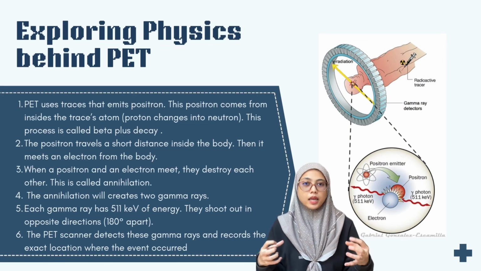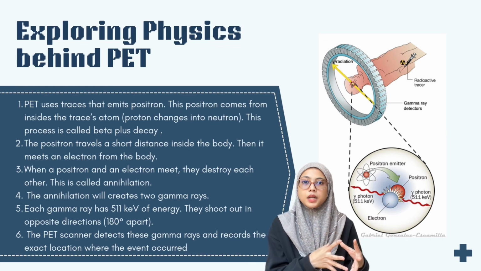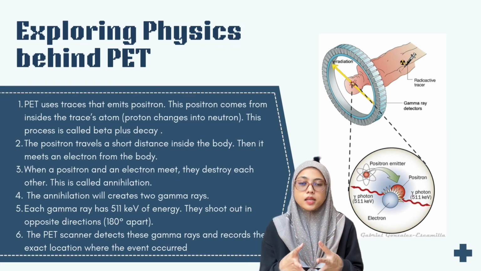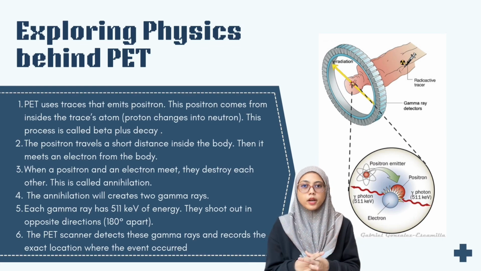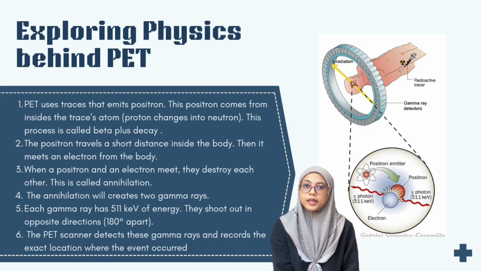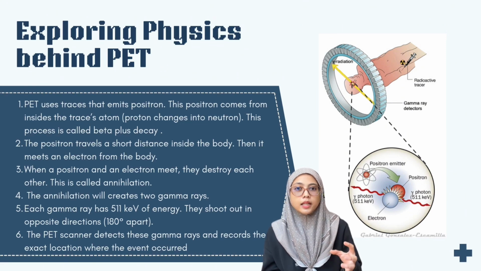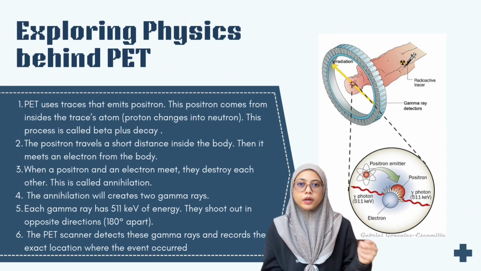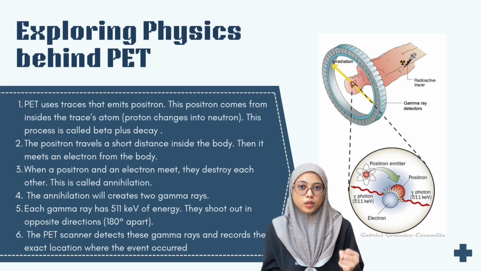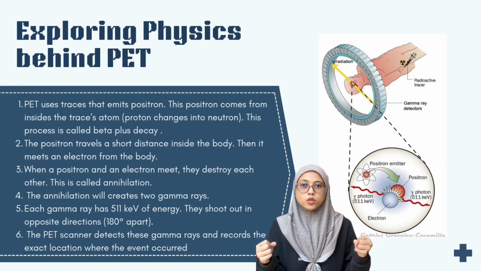The PET scanner has a ring of detectors around the patient. When two detectors pick up gamma rays at the exact same time, the scanner will record the event. This tells the machine that the annihilation happened along the line between the two detectors. The computer will reconstruct a detailed 3D image that shows where the radioactive tracer is inside the body. So it will show the doctor which areas are the most active.